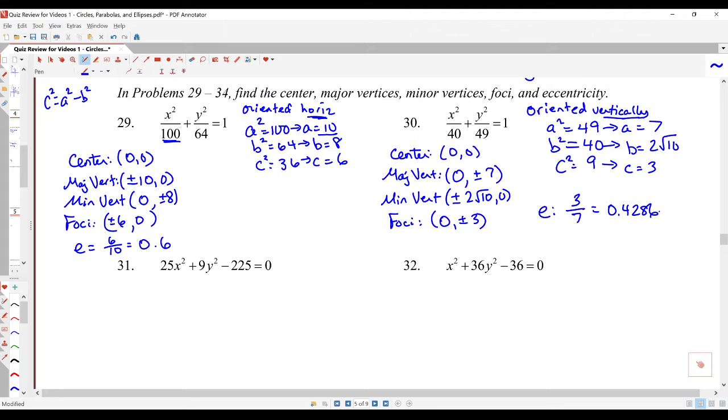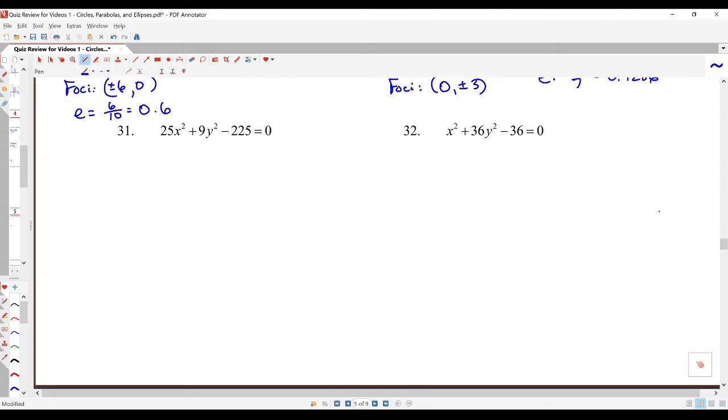So again, the big thing is looking at the a squared, finding the values of a, b, and c so that we know how to go either left or right or up or down from the center. 31 and 32. So first of all, we need to get this into that standard form. So we're going to start by adding 225 to the right side, then dividing both sides by 225 because we need the 1 on the right-hand side. So 25 divided by 225 is 9. 9 divided by 225 is 25, so the y squared over 25.